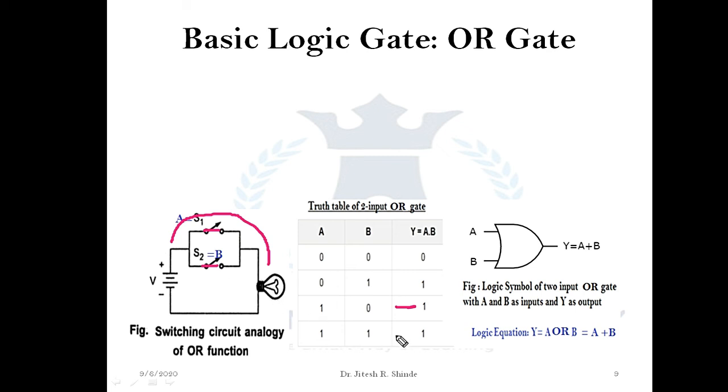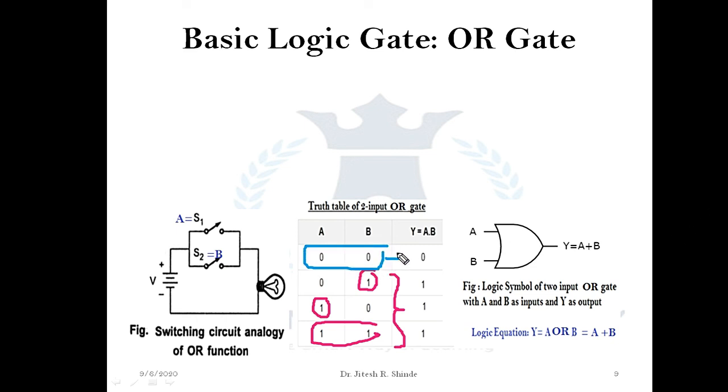Thus from this analysis we can say that if any one of the input combination is equal to 1, in that case the output we are getting is equal to 1. If all the inputs are equal to 0, then we are getting output equal to 0 for the OR gate. Thus for the OR gate to function, when we are getting output equal to 1, any one of the inputs should be equal to 1. If all the inputs are equal to 0, then output is equal to 0.